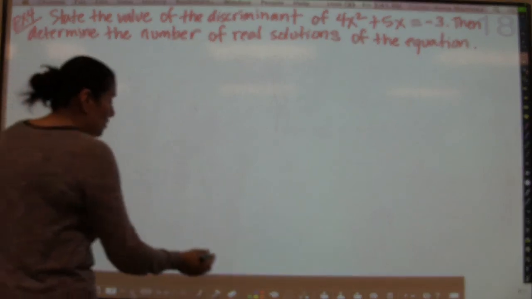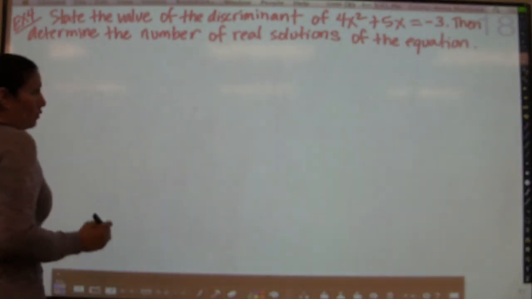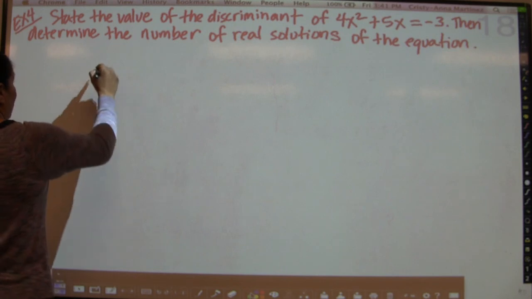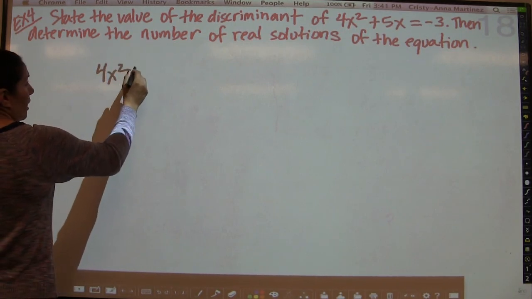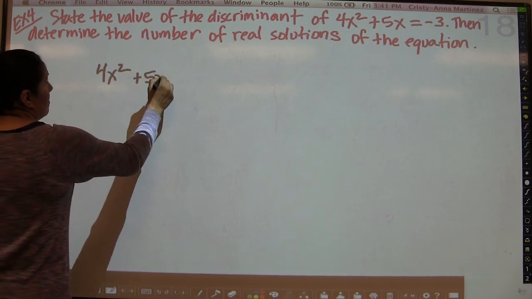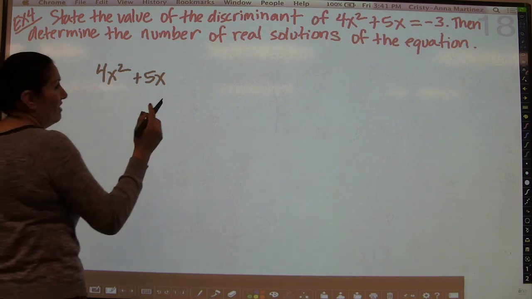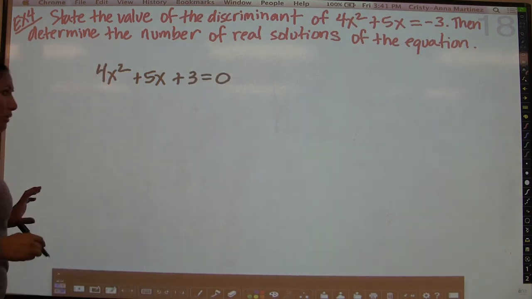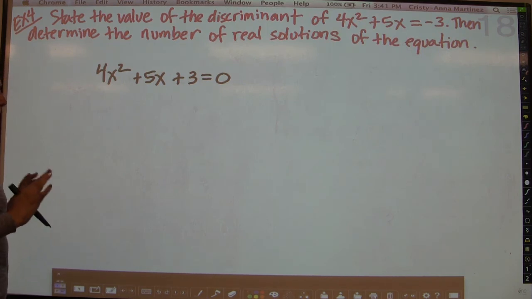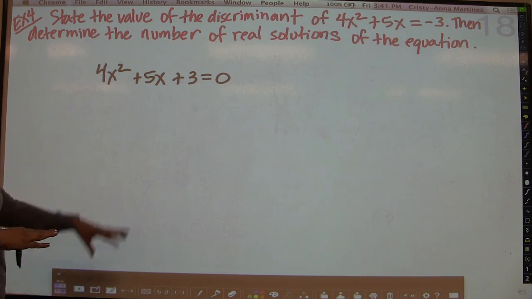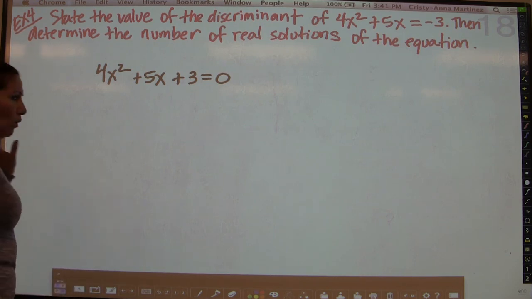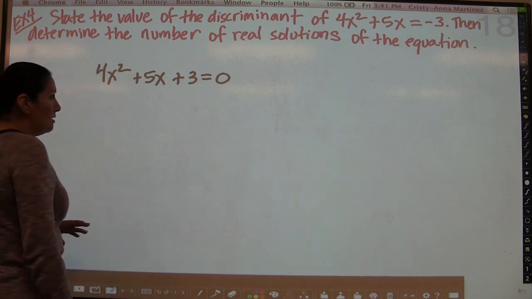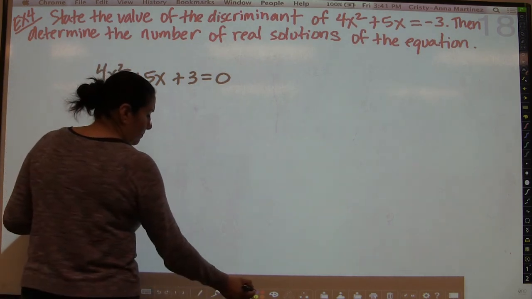So first thing you want to do is write our quadratic in standard form, which it's not in right now. So we want to go 4x squared plus the 5x, but then the negative 3 needs to come to the left-hand side as a positive 3, equal to 0. Now remember that when it comes to the discriminant, you only want b squared minus 4ac. I always get students to try to plug the whole thing into the quadratic formula. You don't need to plug the whole thing into the quadratic formula. We just need b squared minus 4ac.